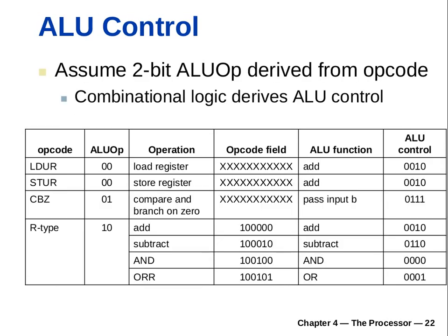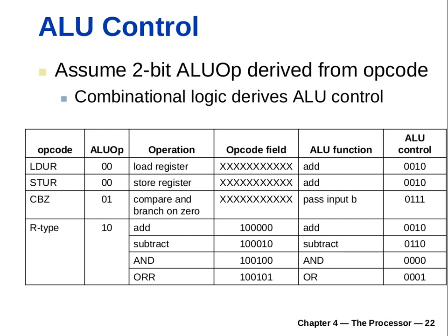Okay? So, we assume a 2-bit ALU opcode derived from the opcode, and the combinational logic derives the ALU control. So, anong ibig sabihin itong graph na to, anong figure na to? Okay? If the opcode is LDUR or STUR, yung field na ALU op, pareho yan 00, okay? Yung opcode field, opcode is basically yung instruction word. And then, ang output mo ay 0010. So parang nagbi-build ka lang ng mapping.